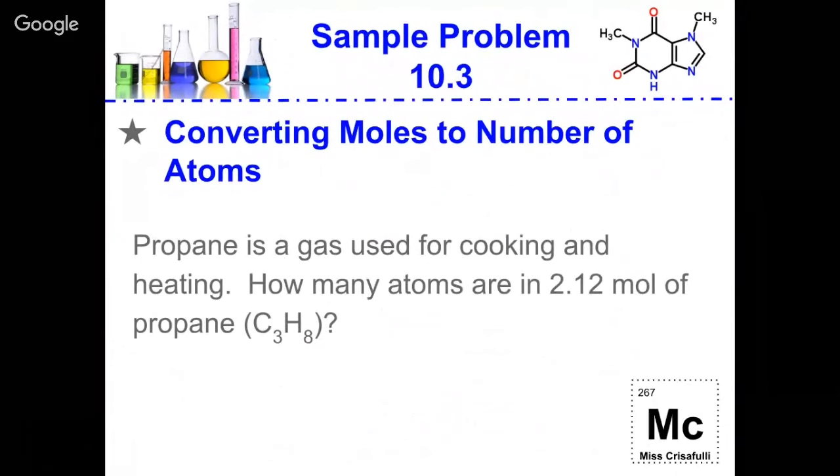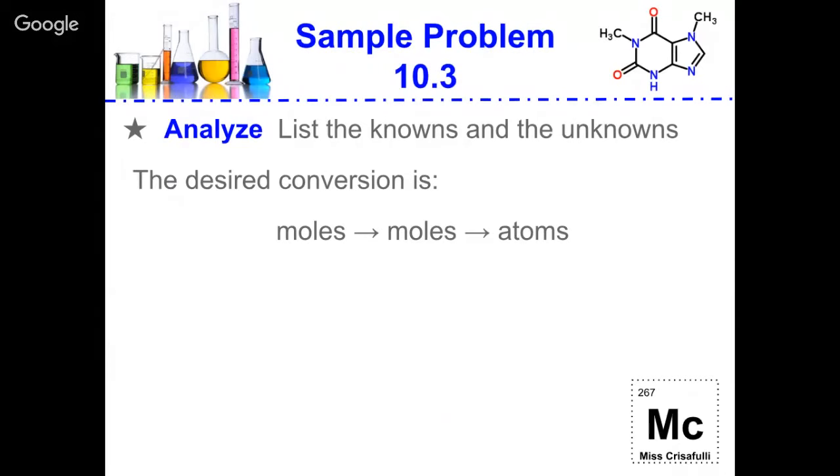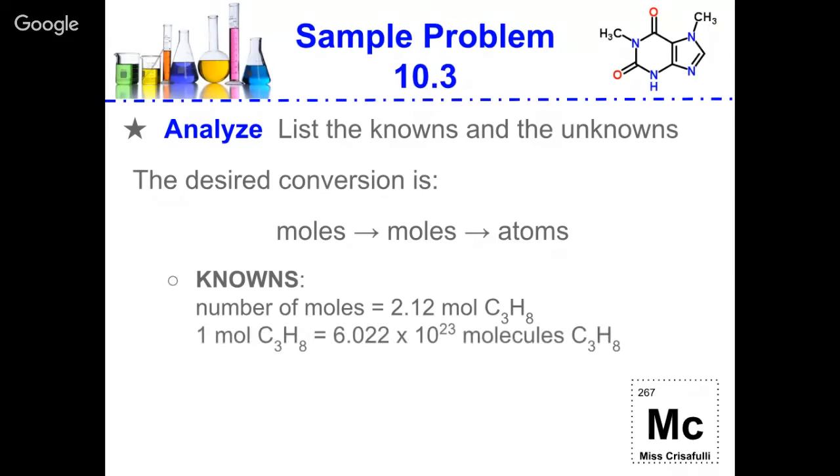So propane is a gas used for cooking and heating. How many atoms are in 2.12 moles of propane, which has a formula of C3H8? All right, here we go. We're going to list our knowns and unknowns. First, we have to map out our desired conversion. So we've got to go from moles to molecules to atoms. So we know the number of moles is equal to 2.12 moles, which is C3H8, which is propane. We know 1 mole has that many molecules in it, and we know that 1 molecule has that many atoms in it because we have 3 carbons, 8 hydrogens, so that's 11 atoms.